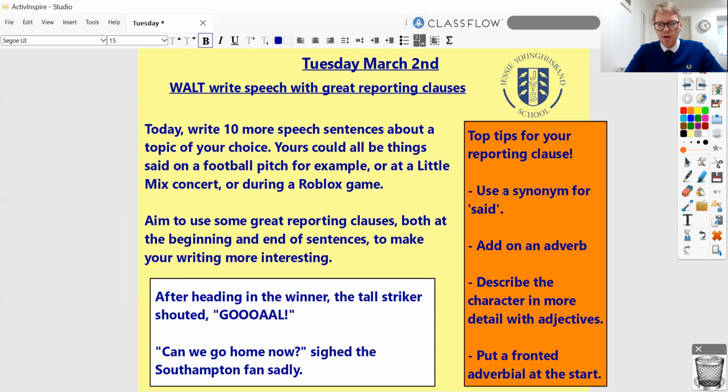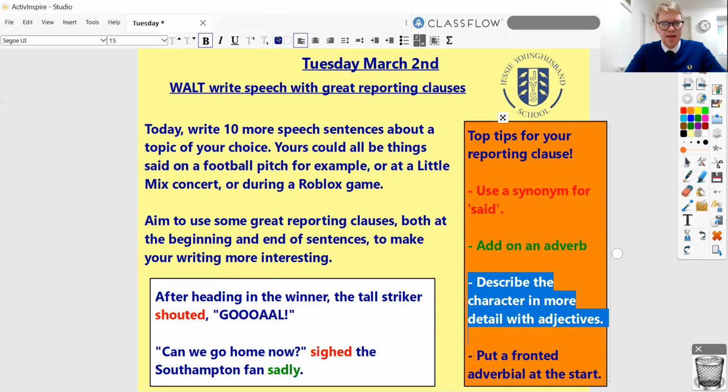So let's see what I've used there. Have I used some synonyms for said? Yes, I put in shouted there, and I've also put in sighed. So a couple of good synonyms for said. I didn't use that boring word said. Have I included any adverbs? Yes, I've put in here sadly. That's how they sighed. They sighed sadly. Is it possible to sigh excitedly? Maybe not.